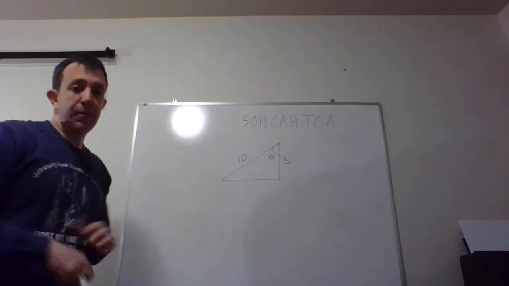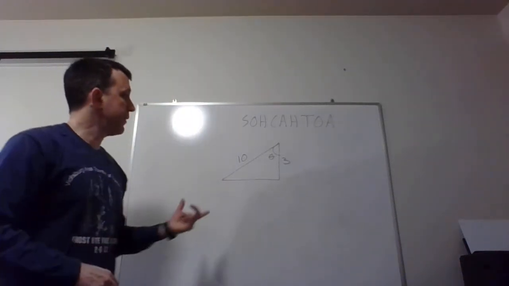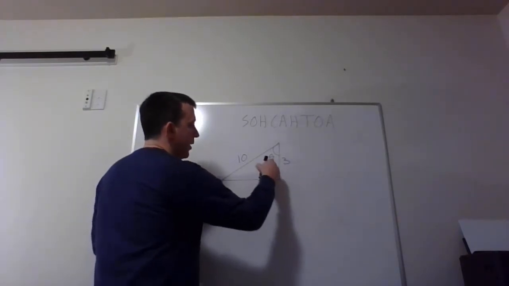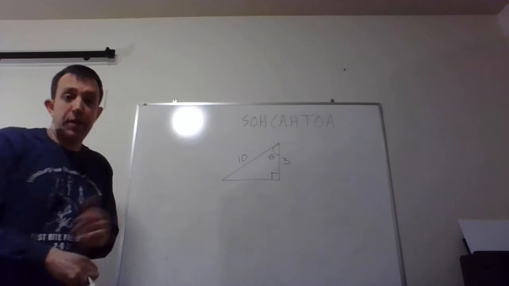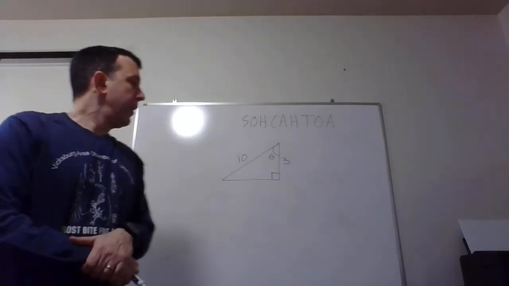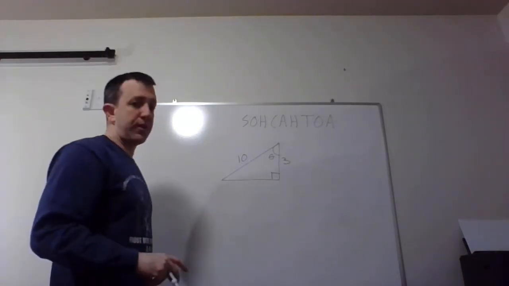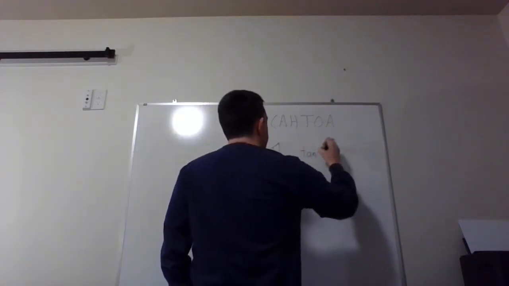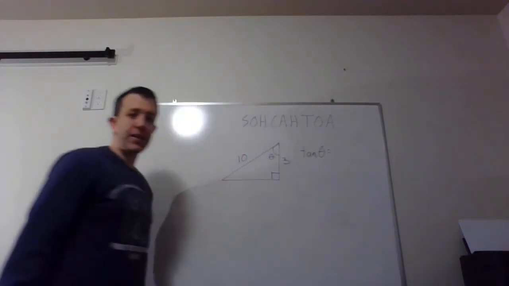All right, so here we have an example to do right triangle trig. We have our right angle down here. We have the angle we're working with up in that top right corner. And now let's find the tangent of theta. That's what we want to find, tangent theta.